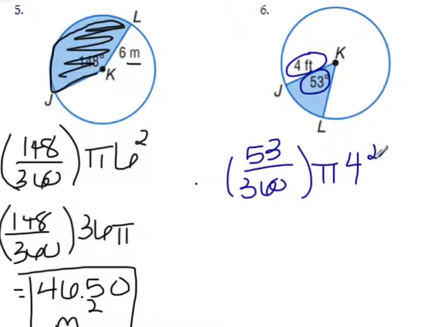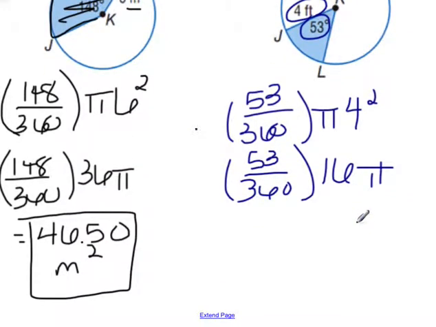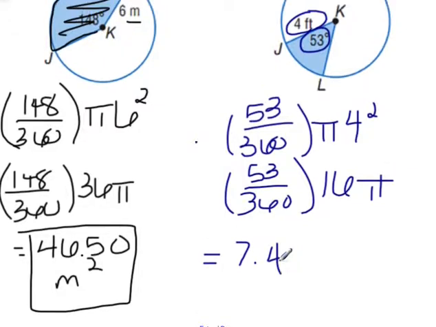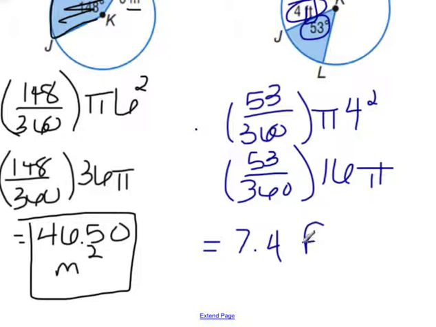Let's again take a step to simplify that out. We have 53 divided by 360. 4 squared is 16, so we're going to be multiplying it by 16 pi. So 53 divided by 360 times 16 pi gives us 7.4. I do suggest you type this in your calculator along with me so you can make sure you're doing it right. Then we want to label it. I see in my original problem that my label is feet, so I'm going to label this as feet squared.